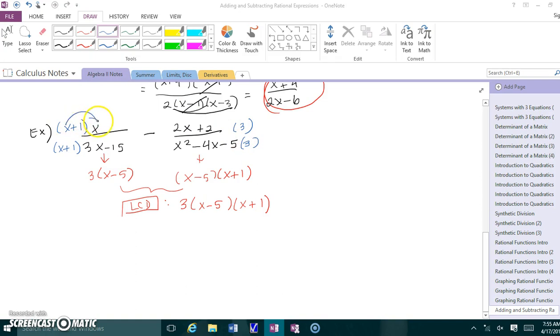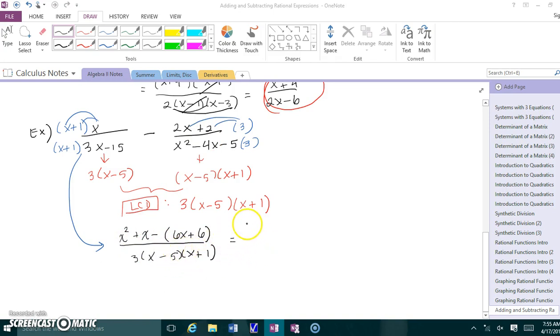What I'm going to do is distribute, and I'm going to continue my work right here so I have more room. X squared plus x minus 6x plus 6. So stop for a minute and make sure you're okay with how I did that with the distributing. That is all over my LCD. And now what we're going to do is distribute the negative, because this is really a negative 1. So I have x squared plus x minus 6x minus 6 all over 3, x minus 5, x plus 1.